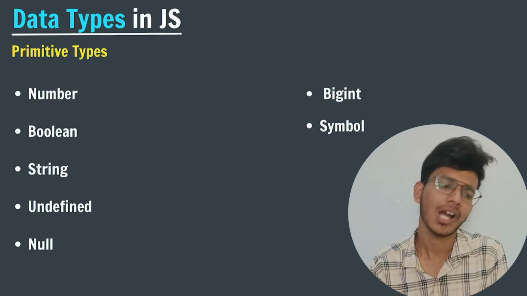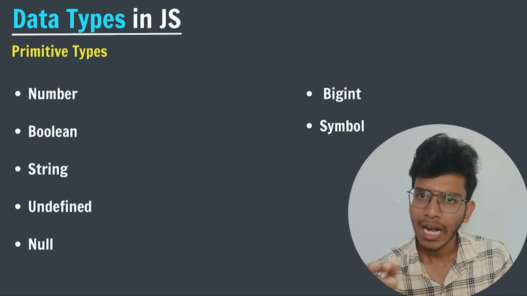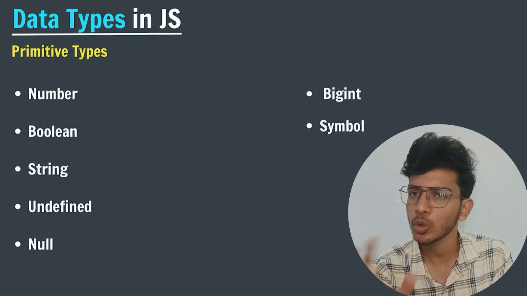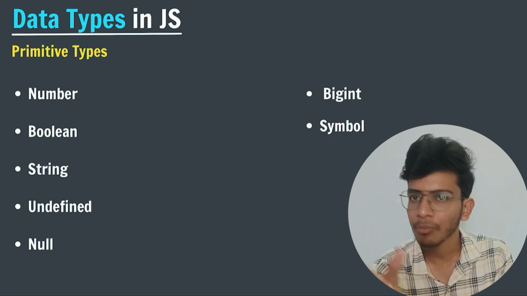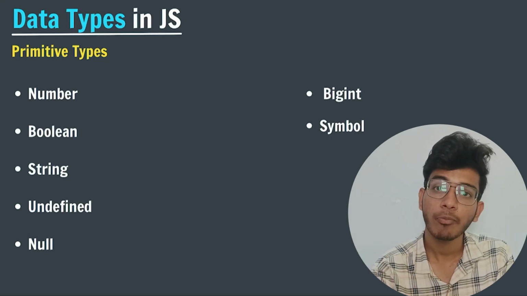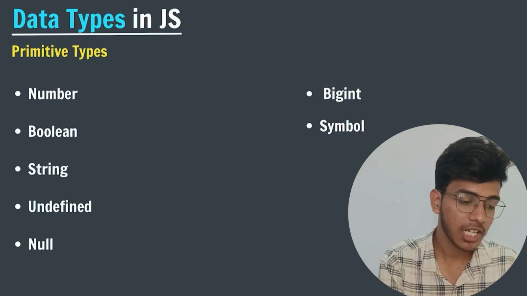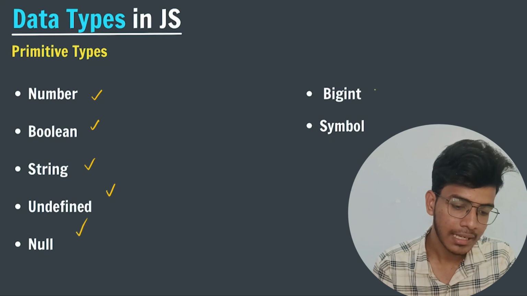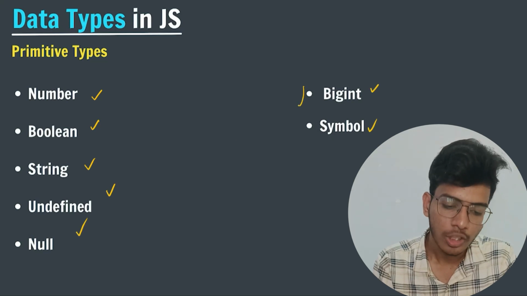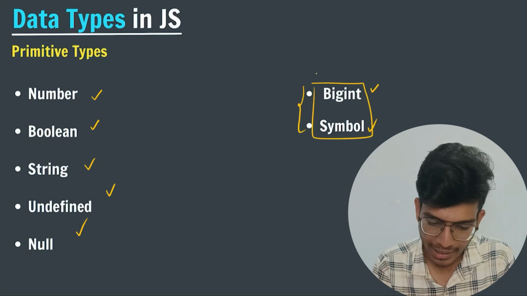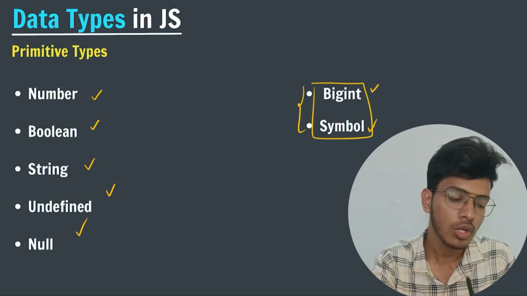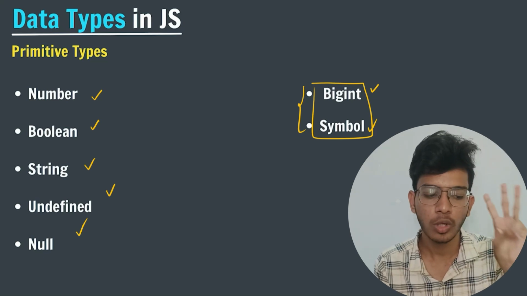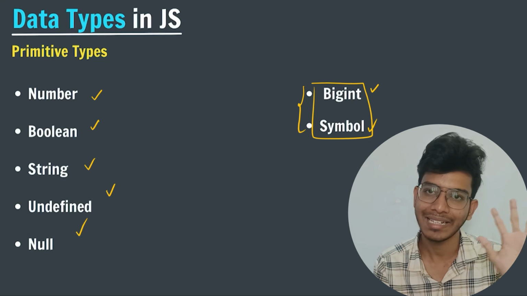Now in JavaScript you can divide any data type into two types: primitive data type and non-primitive data type. In primitive data types we again have 7 types. The first type is number, after it Boolean, after it string, undefined, null, after it BigInt and symbol. We will not study these two right now. In future we might study these two, but right now let us focus on these 5 things. What is a number? What is Boolean? String, undefined and null. What are these things?